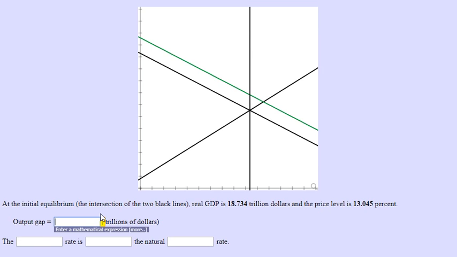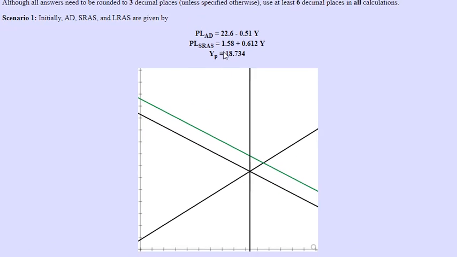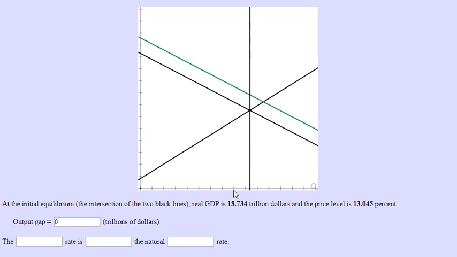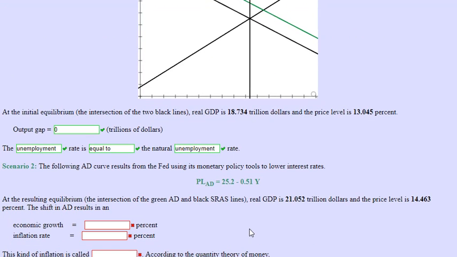The output gap is 0. Why is it 0? The output gap is 0 because potential GDP is 18.734, and real GDP, the intersection of short-run aggregate supply and aggregate demand in the initial condition, is equal to potential. So the output gap is 0. Because of that, the unemployment rate is equal to the natural unemployment rate. Check my work, and we get those right. Okay.